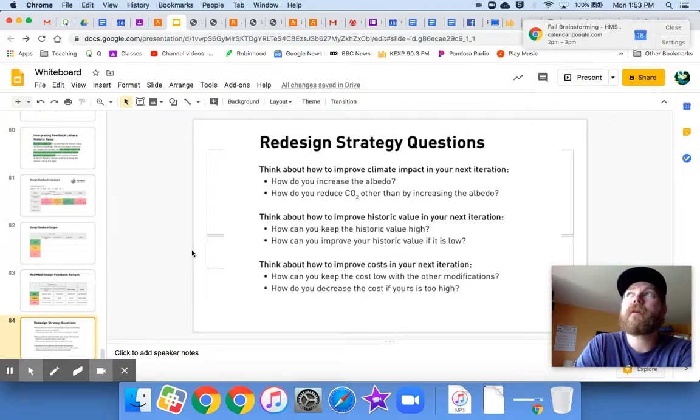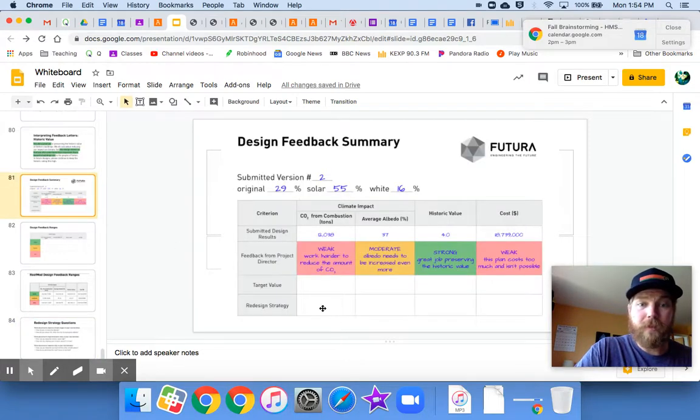Well, I increase the albedo by painting roofs white. Okay. What if that was something you needed to increase? Well, then I would increase the amount of white roofs in my design. How do you reduce CO2 other than by increasing the albedo? Oh yeah, I can reduce CO2 by adding more solar panels to roofs. So if that was something I needed to focus on, then I could say in my next design, right here, I am going to increase the amount of solar panels.